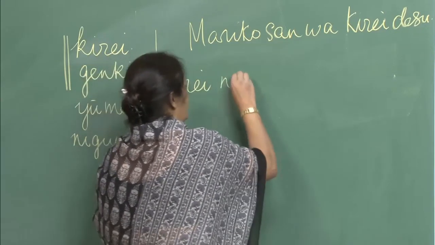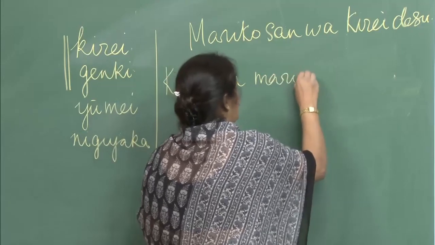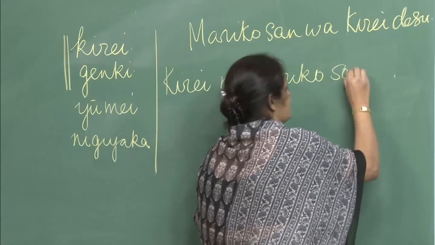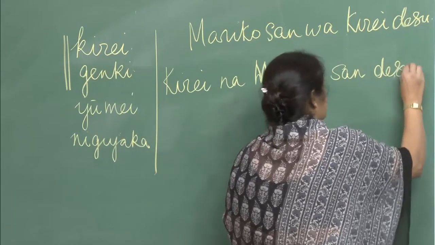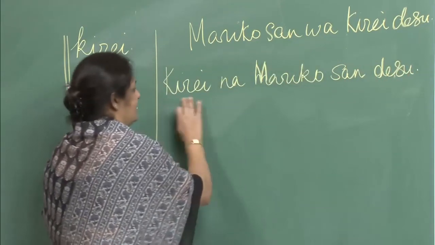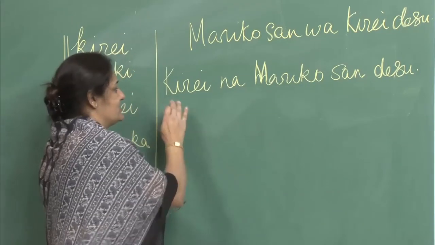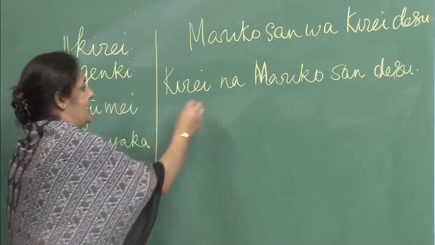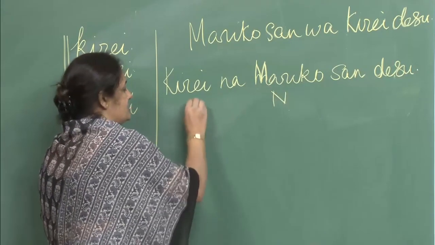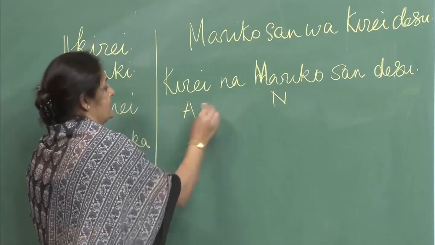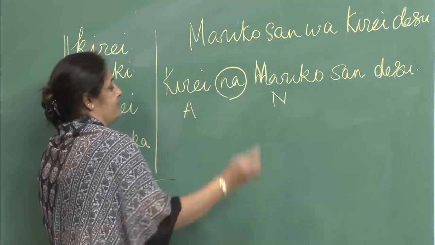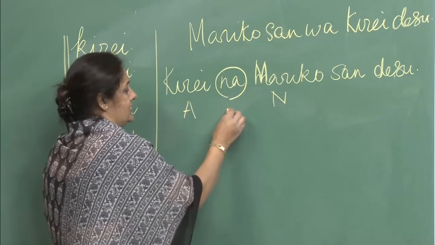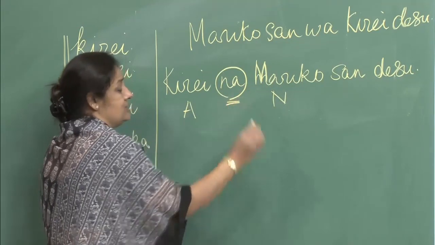Now, if I say kirei na Mariko san desu. So, I am talking of Mariko san, that Mariko san, kirei na Mariko san desu. Mariko san is very, very beautiful. And now, this is a noun, this is an adjective as we did just now over here. When you place an adjective before a noun, then na is to be put in between.